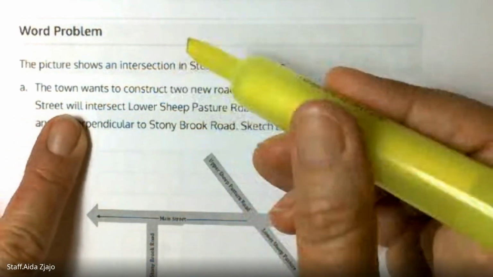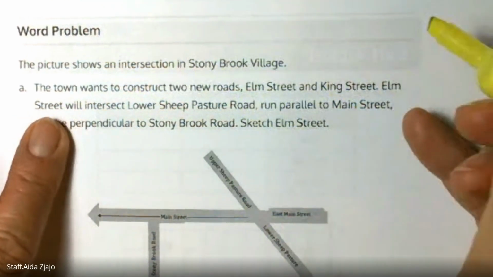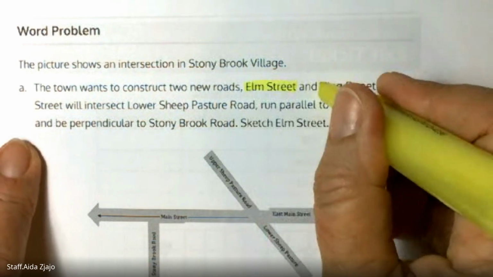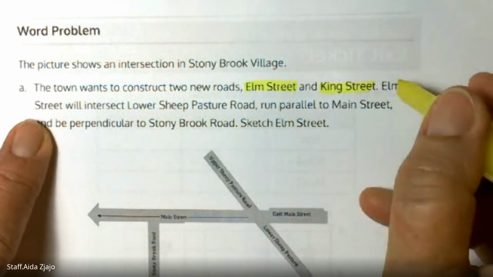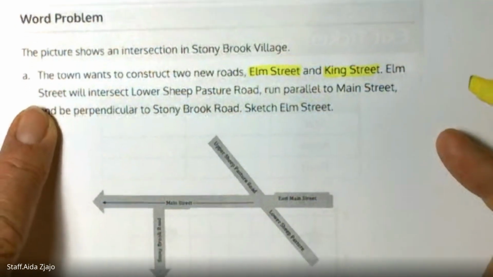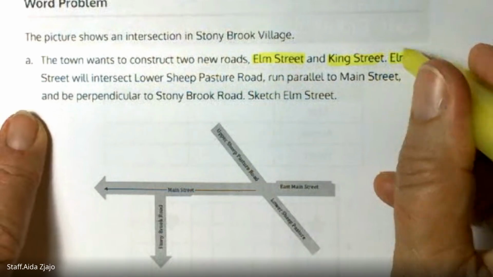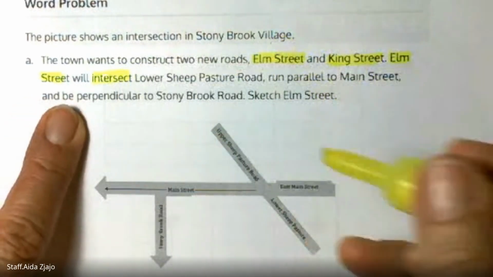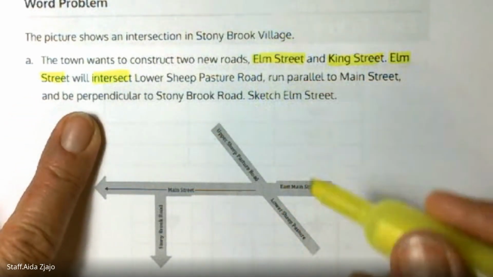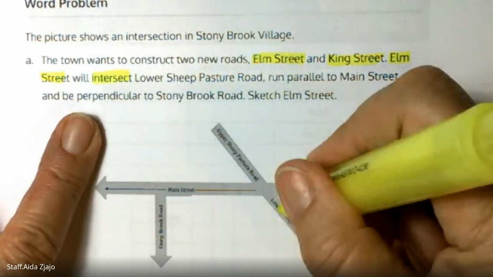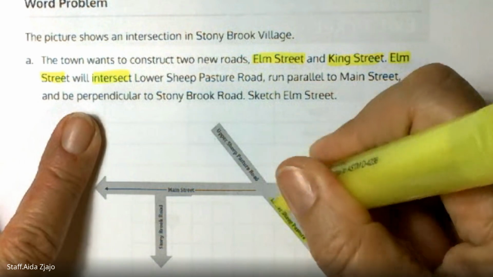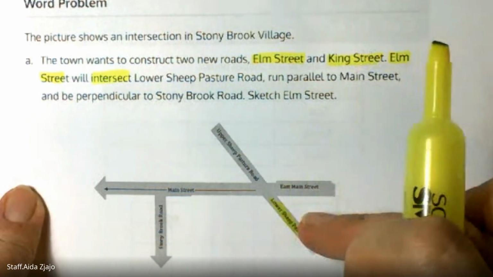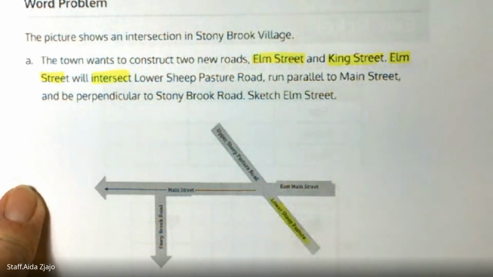The town wants to construct two new roads. One is called Elm Street, another King Street. First, they said what Elm Street has to look like. Elm Street will intersect Lower Sheep Pasture Road. So here, they will intersect Lower Sheep Pasture Road. Intersect means they're going to cross that. So either way, you will see how it goes.